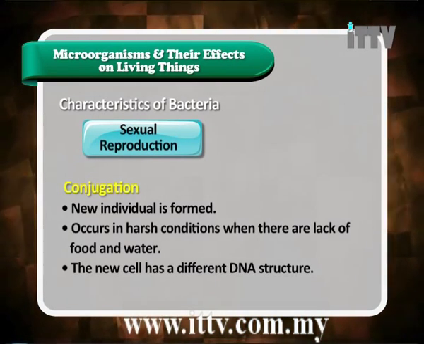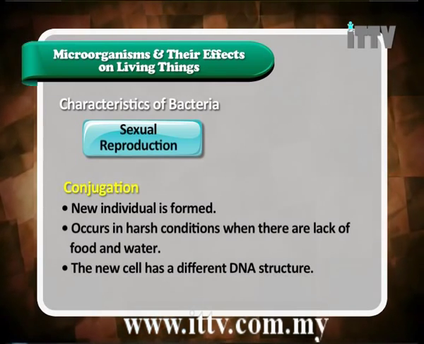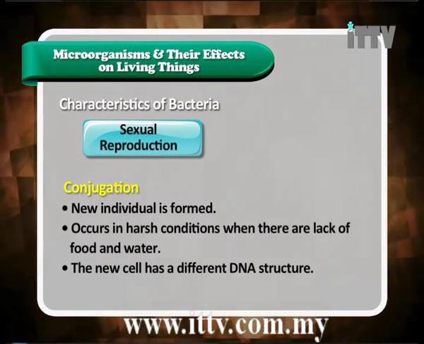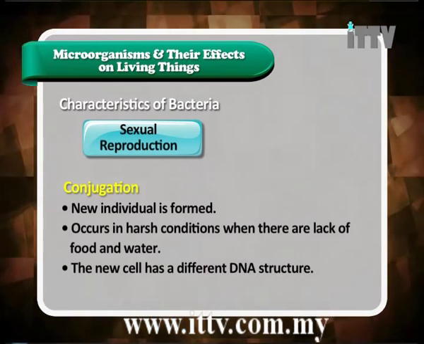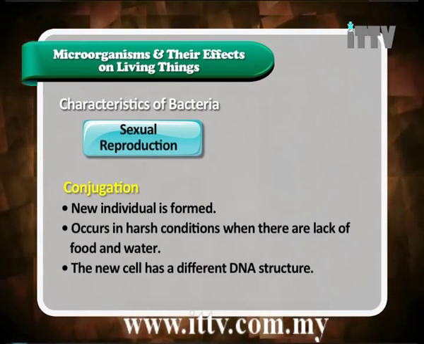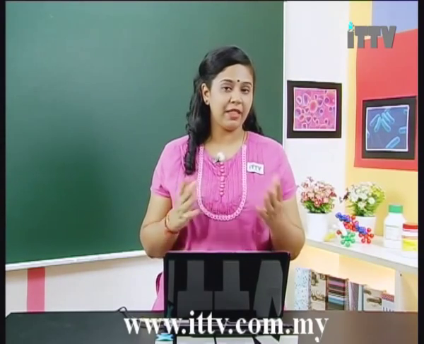The new cell has a different DNA structure. Therefore, the recipient cell is a new cell because it has a different DNA structure. So here we have learned two types and methods of reproduction: binary fission and conjugation.